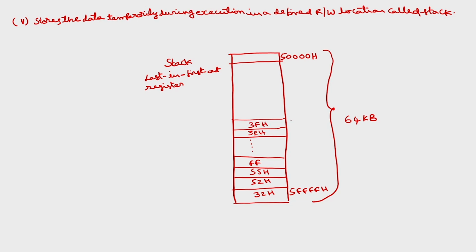If this address location is something like 50000005H, the next available location for the stack is this. This is the next available location. And this is called stack top. The location up to which the data is full is called stack top, and this next one is the next available location.